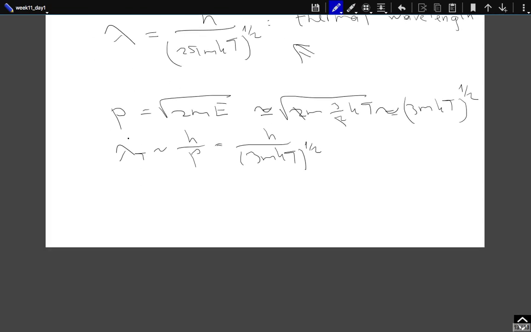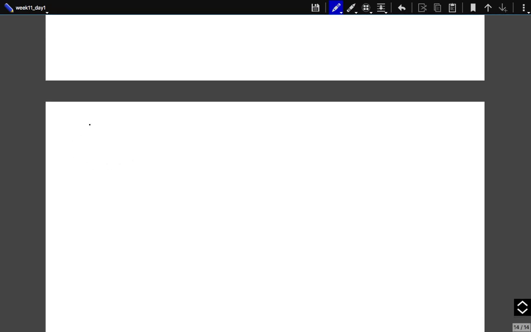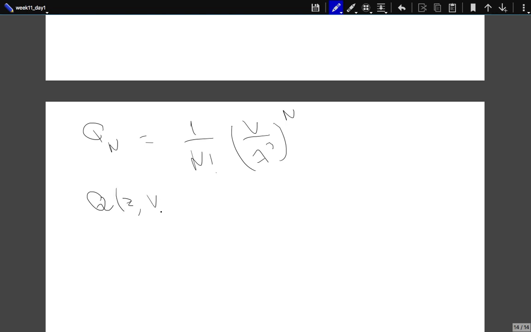Okay, so now we have Q1. Qn is just 1 over n factorial times V over lambda cubed to the power n. And now we can calculate the grand partition function also. This is the n particle partition function. The grand partition function, which will be a function of, let's say, z, V and T, is the sum of z to the n times Qn, from 0 to infinity. And keep in mind that z is e to the power beta mu.